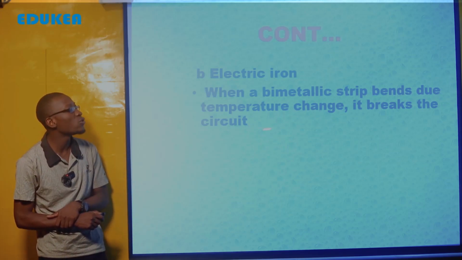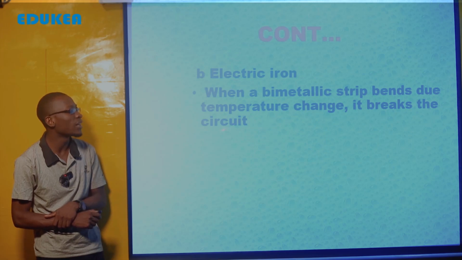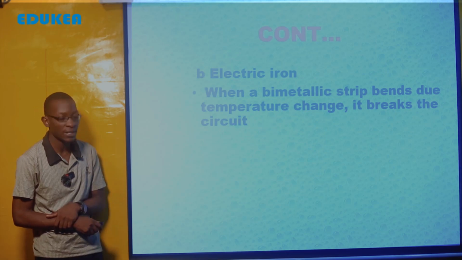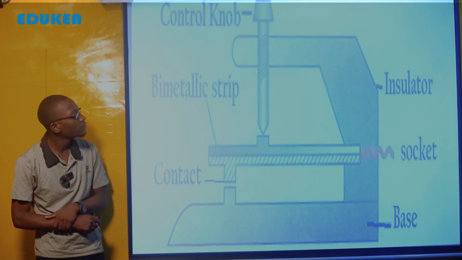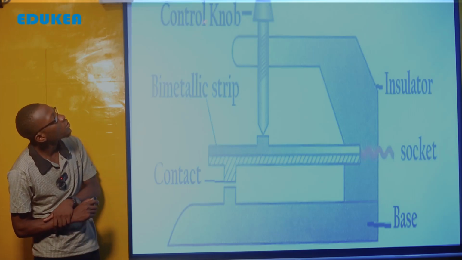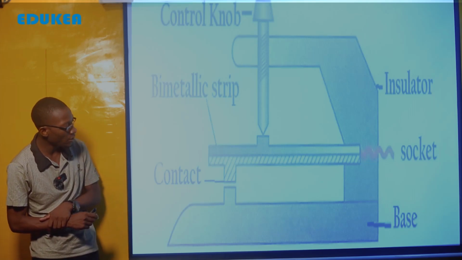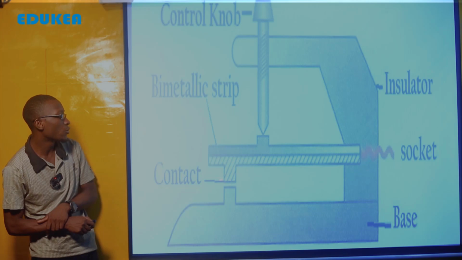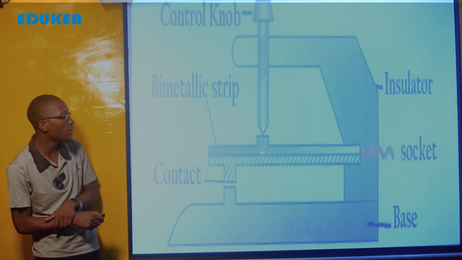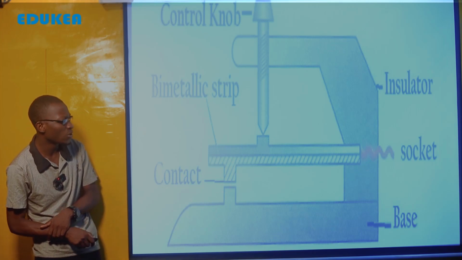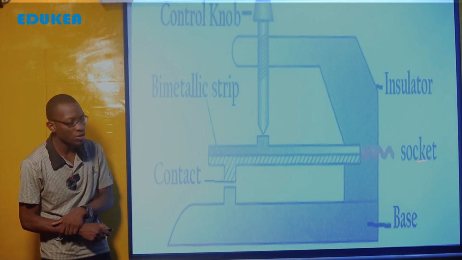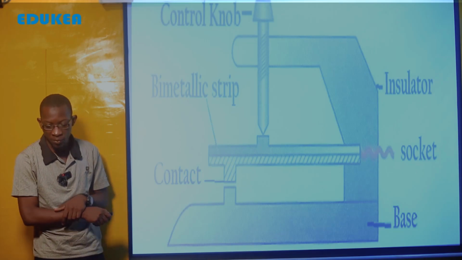So you can see here, this is the control knob. This is in contact, which we need this one to become in contact of this one with the base. This is a socket source, where that is the part of the socket. This is an insulator, and this is a control knob. This is the metallic strip.